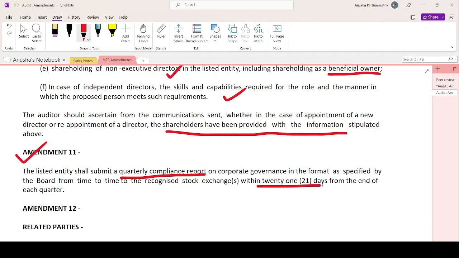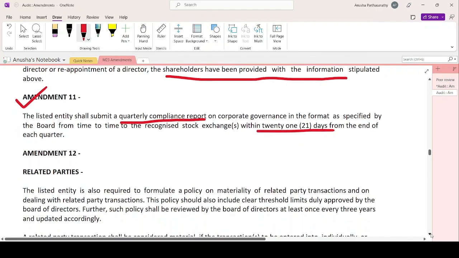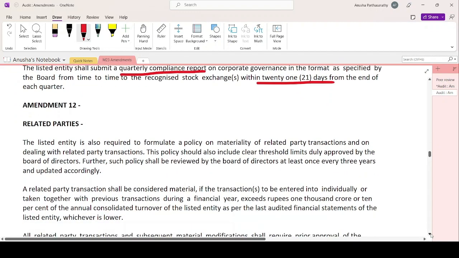Within 21 days from the end of each quarter, I have to submit a quarterly compliance report. Amendment 12 has been the consolidation of all related party related amendments.